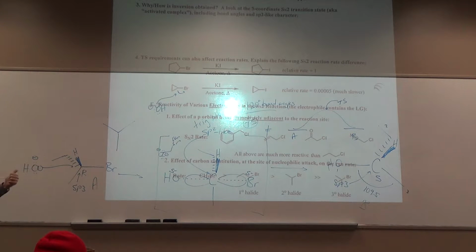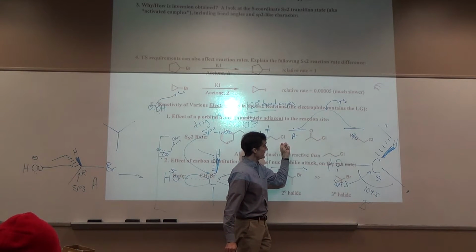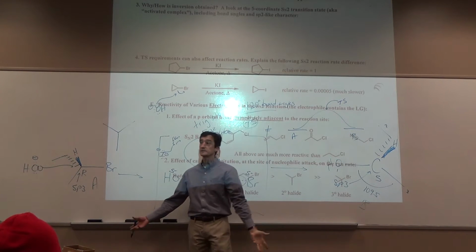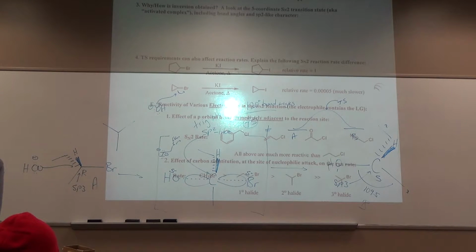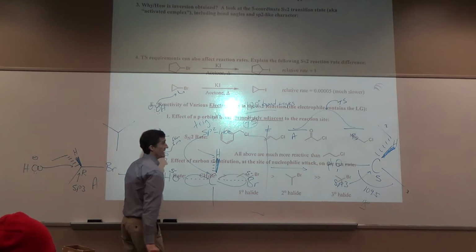Of the halogens, which one's the best? Iodine. Iodine. So are these better because it has a better leaving group? No, we're dealing with the same leaving group, so you can't, okay? Why are those more reactive?